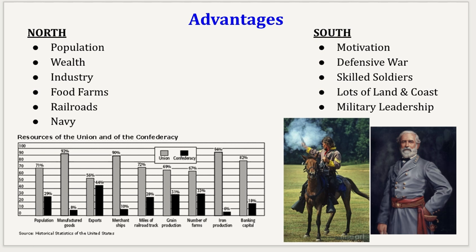The North also has about 2/3 of the country's railroads. It has the Navy, the United States Navy, because they, of course, stay with the United States. It has an organized army already as well.